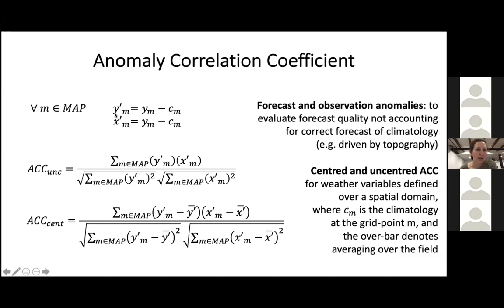So in here, the y' and the x' are the anomalies, where essentially for every point of a map I subtract the climatology of that point, the long-term climatology. And this can be uncentered, like the one here at the top, or centered, where I take away also the average of these anomalies. Good.